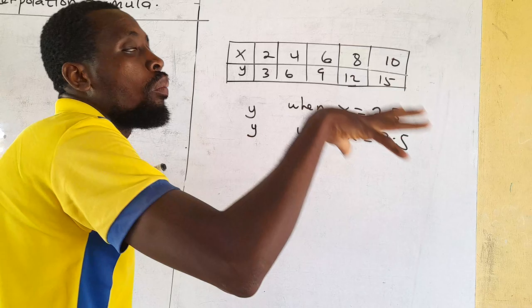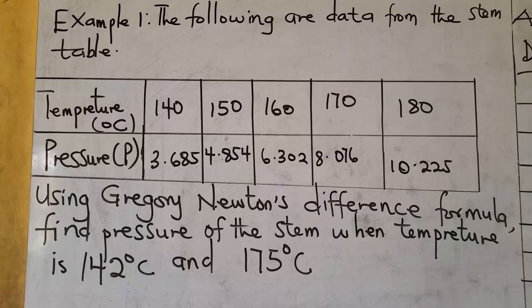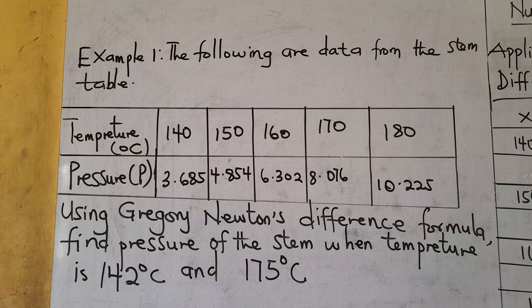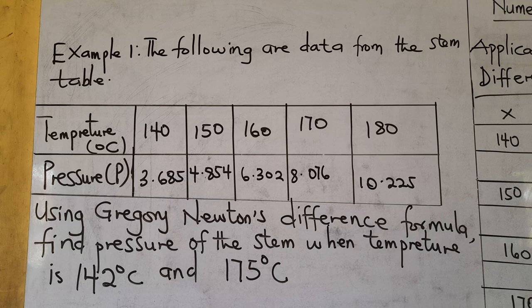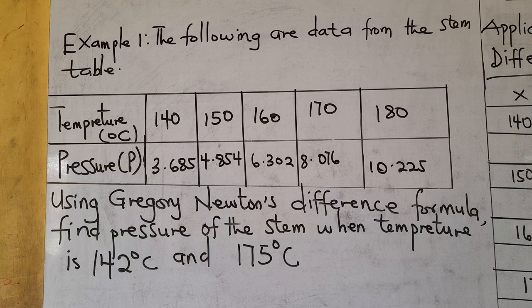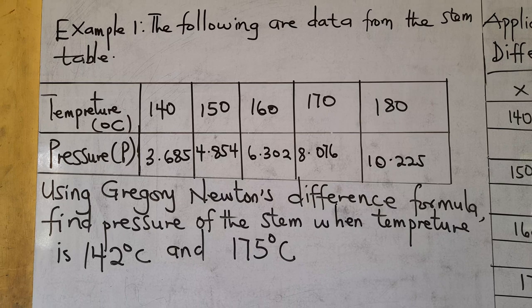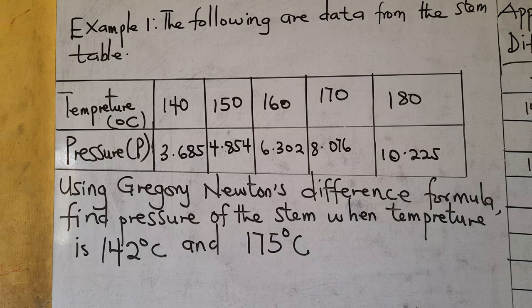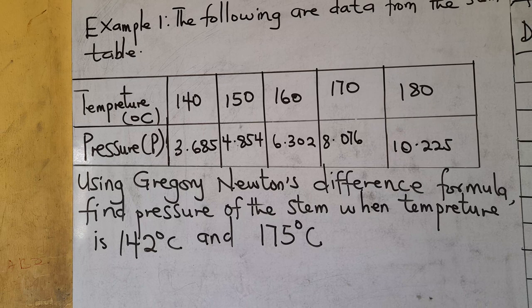Now we take some sample questions and put all this into practice. Let's look at our first question. They say the following are data from the steam table, that is, temperature with pressure. When temperature is 140, pressure is 3.685. Temperature 150, pressure 4.854. Temperature 160, pressure 6.302. Temperature 170, pressure 8.076. Temperature 180, pressure 10.225. Temperature is in degrees Celsius and pressure is in Pascal. Using Gregory Newton's difference formula, find the pressure of the steam when the temperature is 142 degrees Celsius and 175 degrees Celsius.